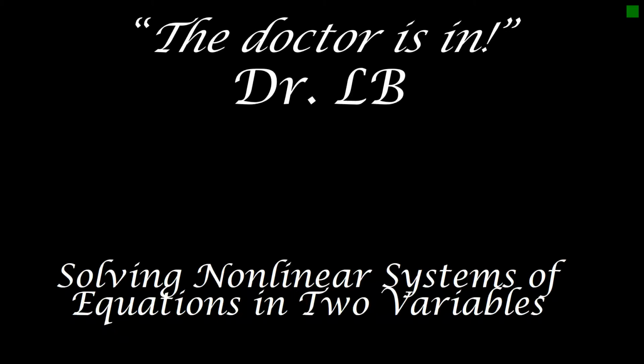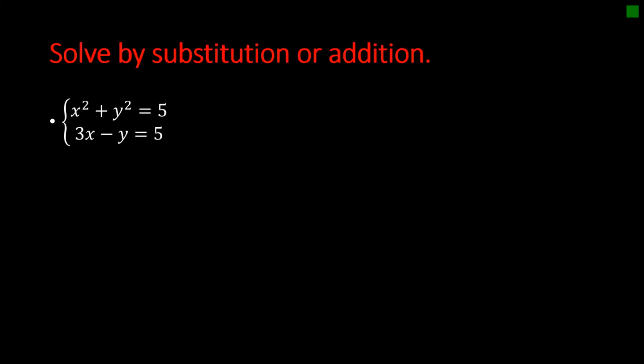Today, we're going to solve nonlinear systems of equations in two variables. Now, when we talk about nonlinear, we talk about variables that have a power of two or more. And in a situation like this, we may end up getting more than one ordered pair that satisfies this system. So we use the addition method and substitution method just as we did in prior lectures. So let's go ahead and get started.